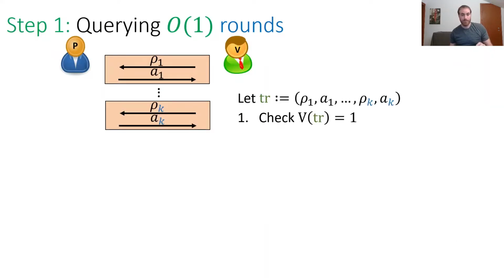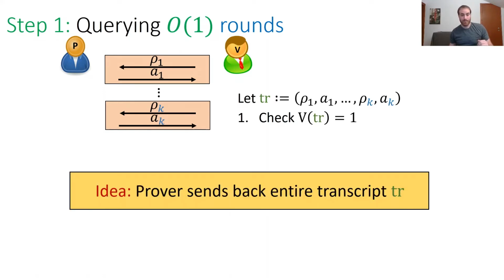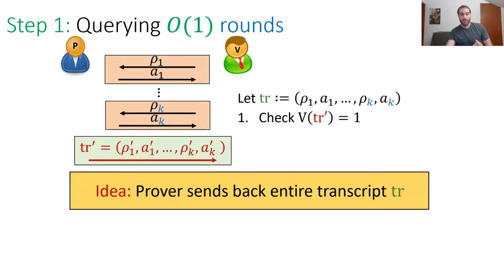Okay, so we have an interactive proof with k rounds. The verifier takes a look at the transcript after the interaction and checks whether it accepts or rejects this transcript. And we want to read a constant number of rounds from this interaction. So one idea is to have the prover send back the entire transcript to the verifier in one round at the end. Then the verifier simply needs to read this one round and then can decide whether to accept or reject based on reading one round.